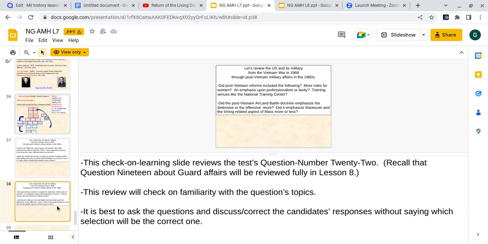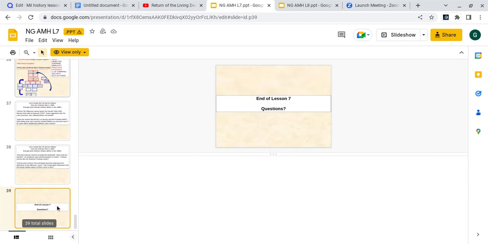That's a post-Vietnam reform. Next, the post-Vietnam air-land battle doctrine emphasized defensive or the offensive more. So remember, the air-land battle emphasized offensive more. Air-land battle is very offensive. It uses mass maneuver and offensive principles of war. Did it emphasize maneuver and timing-related aspect of mass, more or less? Yes, it did. It used maneuver and mass. Also, it used offensive, right? We talked about why in that previous line.